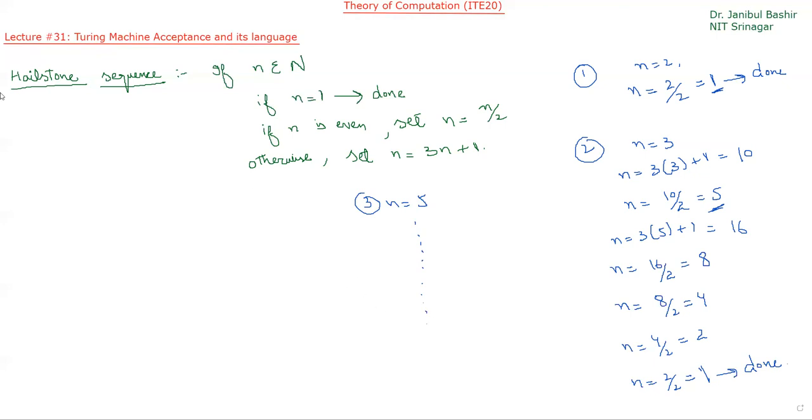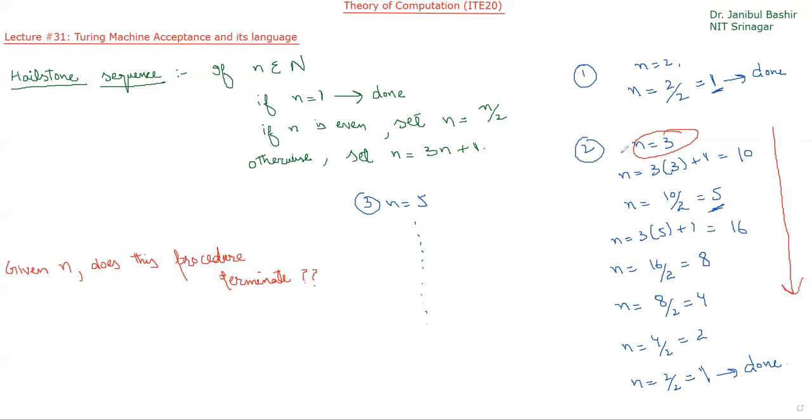Now, on this Hailstone sequence, we can ask a question. The question is: given n, does this procedure terminate? So this is a problem and we have to solve it. It is saying that if n is given, for example, here n is 3, does this procedure terminate?